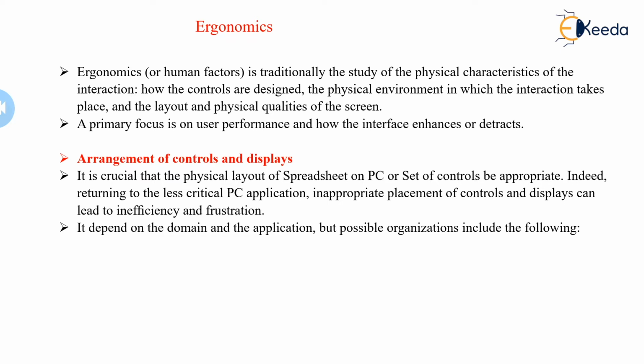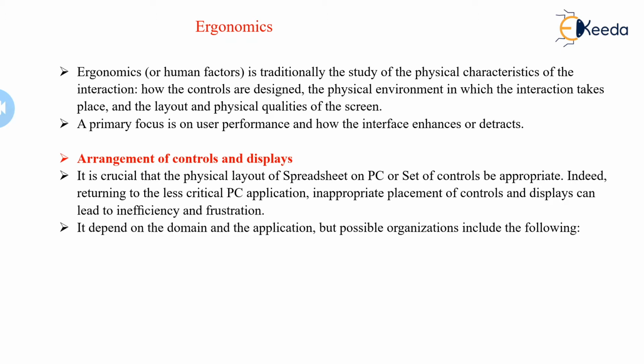That means a robot is also a study of human factors, because it walks, it talks, it picks up actions like a human being. So it's a study of ergonomics. The primary focus is on user performance, not on how the interface enhances or distracts from it.